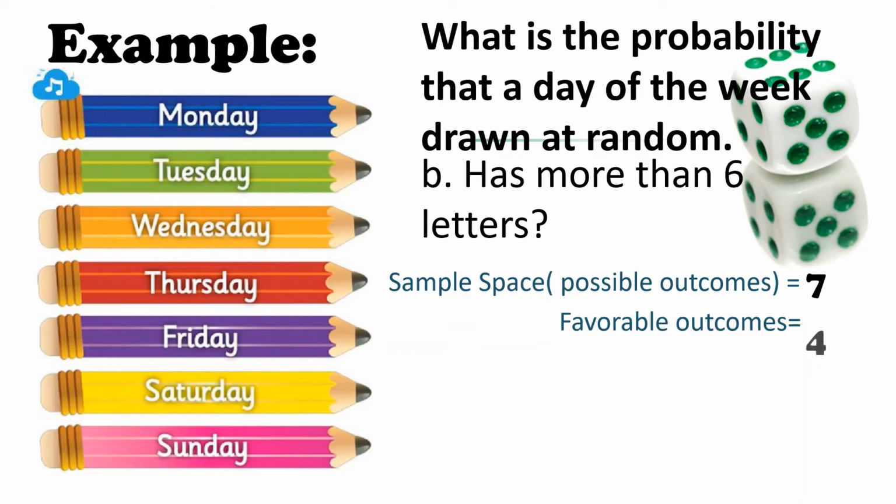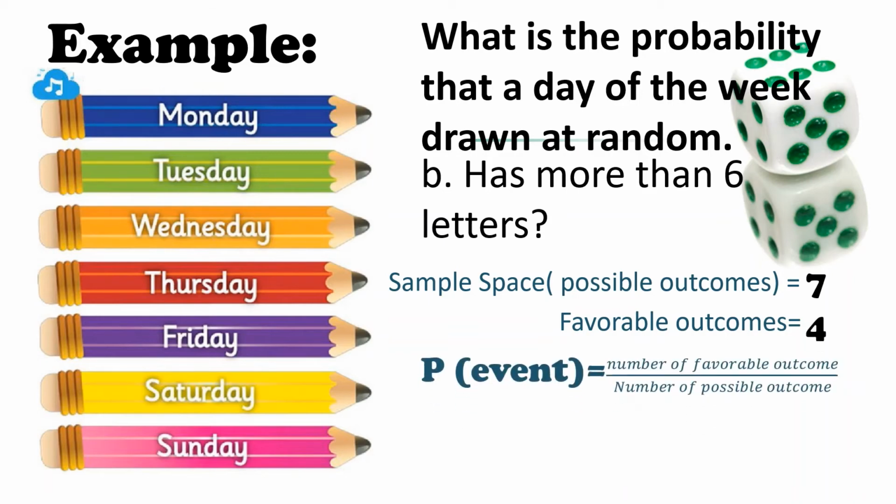So using our formula, probability of event equals number of favorable outcomes over number of possible outcomes. So we have the probability of the day of a week which has more than 6 letters is equal to 4 over 7.